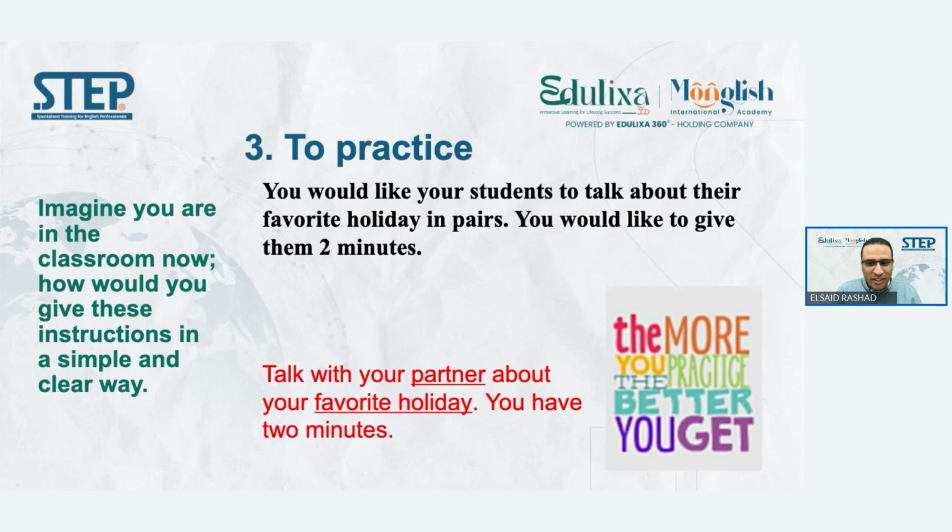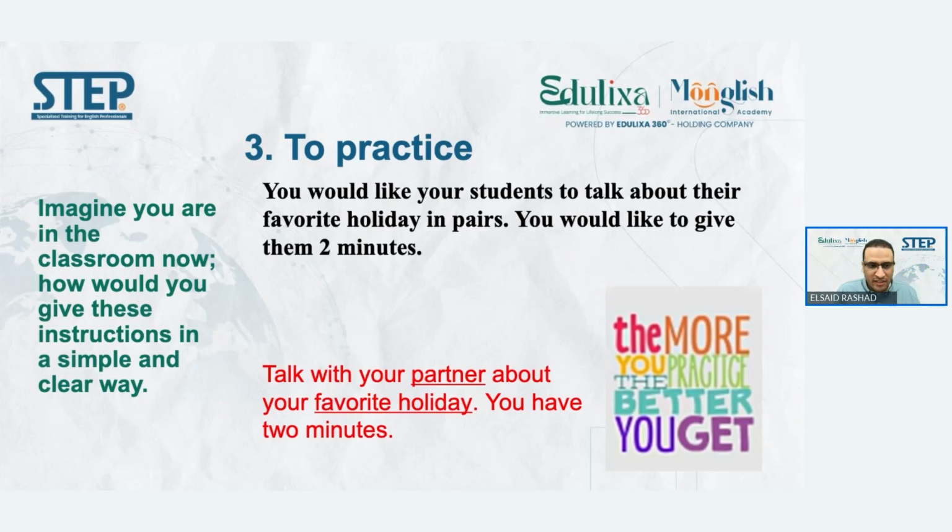So guys, look at this. Talk with your partner about your favorite holiday. This is the pattern of interaction. Talk with your partner about your favorite holiday. This is the pattern of interaction. Your favorite holiday is the topic they are going to talk about, and you have 2 minutes. This is the timing.